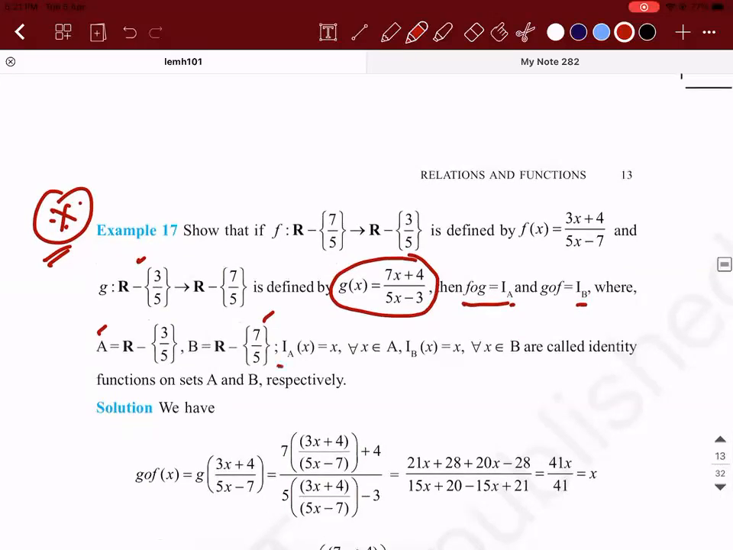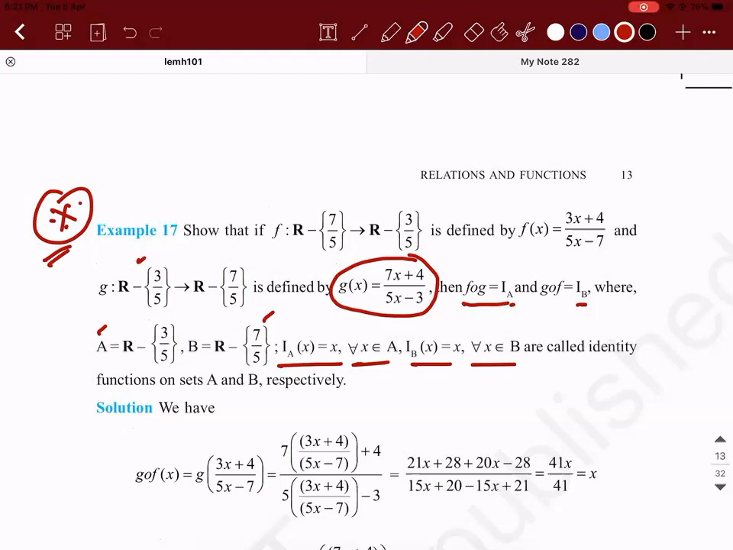Where IA of x is x for all values of x that belong to the set A, and IB of x is equal to x for all values of x that belong to set B. One thing that may confuse you is that IA of x I'm saying as x, and IB of x also as x. What you need to concentrate on is where that x comes from. In IA of x, x comes from the set A, which is R minus 3 by 5. Whereas in the second case, those values come from R minus 7 by 5. So don't get carried away with x itself.